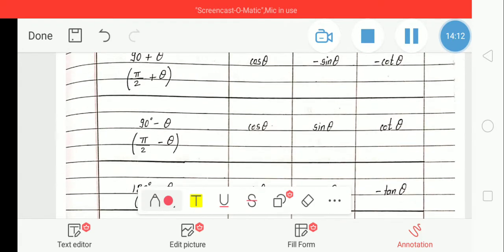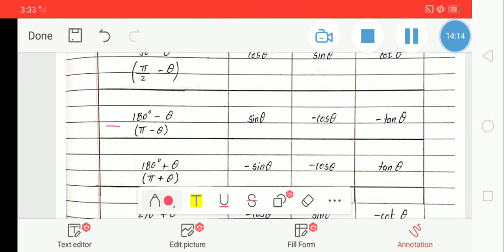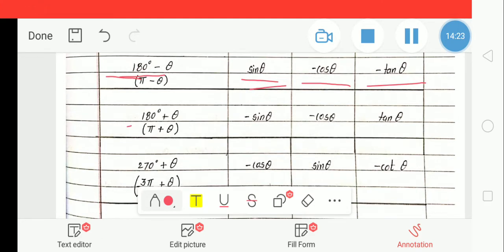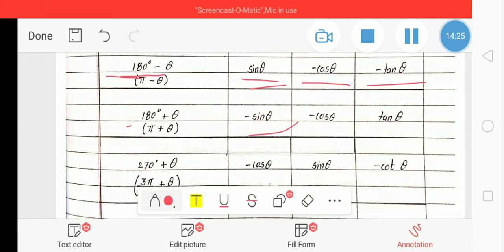So similarly, for 180 minus theta, sin is equal to sin theta, then for cos minus cos, and tan minus tan. And for 180 plus theta, sin is equal to minus sin, and cos is equal to minus cos, and tan is equal to tan.